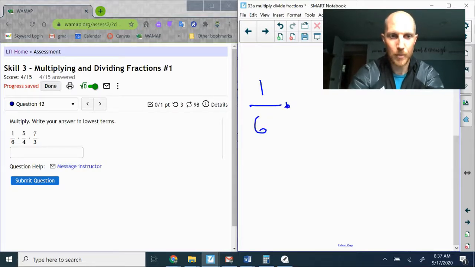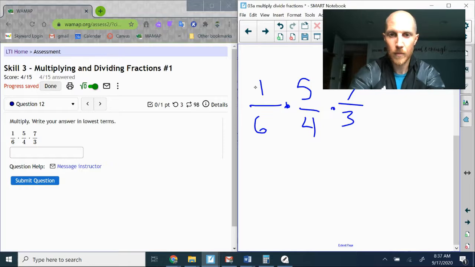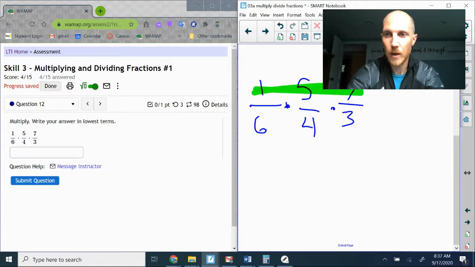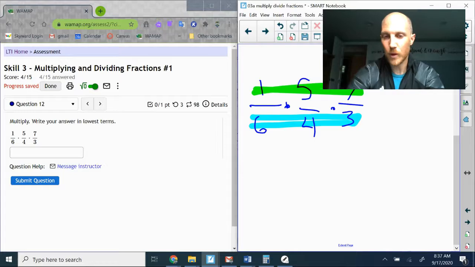1/6, 5 fourths, 7 thirds. All right, so I'm going to multiply straight across the top. 1 times 5 times 7 is going to give me my top number, my numerator for the answer. And I guess we're working in blue and green this time. The 6 times the 4 times the 3, and multiply those together.